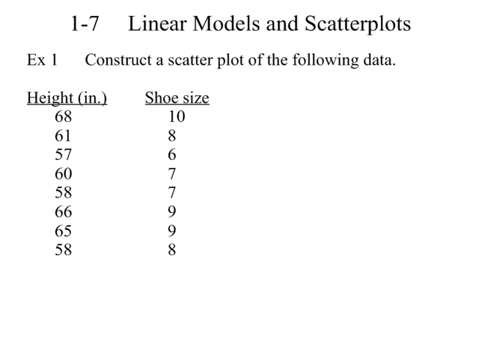And the first example says construct a scatter plot of the following data. We've got some heights in inches and shoe sizes. So we assume these are heights of different students and their shoe sizes. Someone who's 68 inches tall has a shoe size of 10.